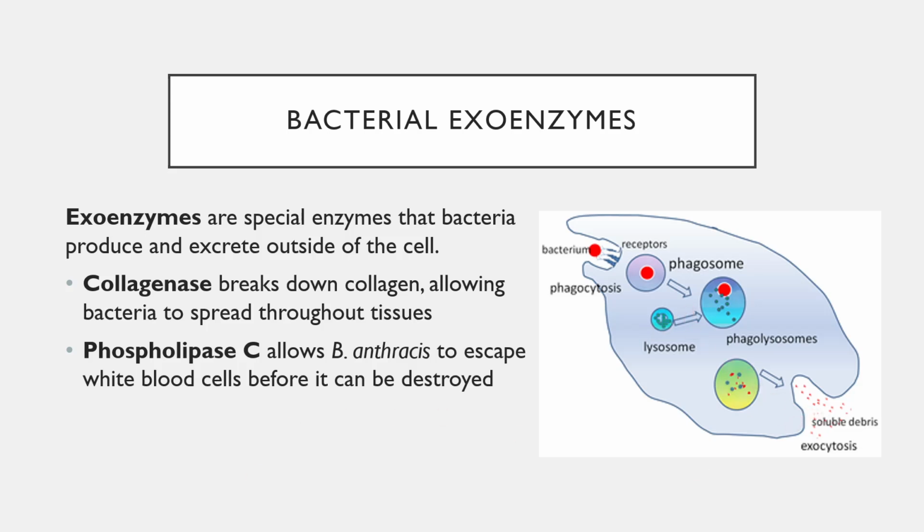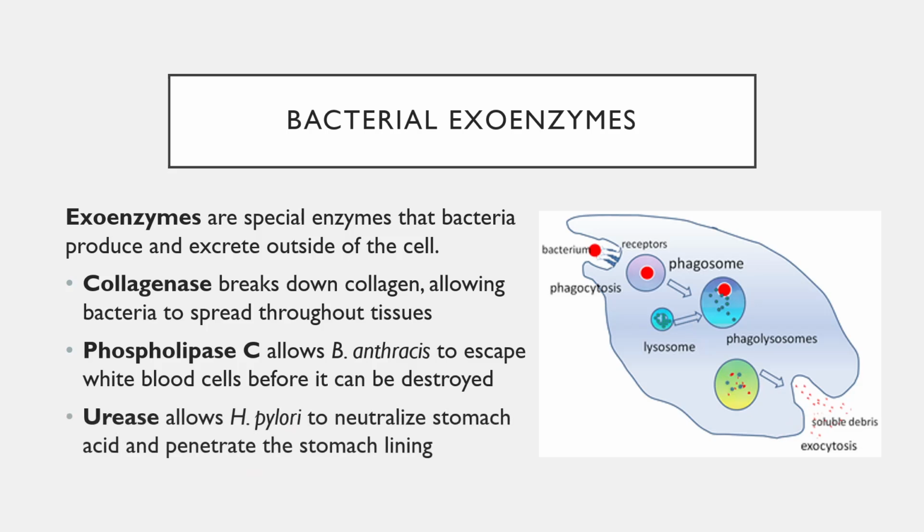Urease is another example of an enzyme. Urease allows the bacterium Helicobacter pylori to neutralize stomach acid and then penetrate the lining of the stomach, where it can go on to cause ulcers. So these are just a few examples of exoenzymes that increase the abilities of specific bacteria to cause diseases.